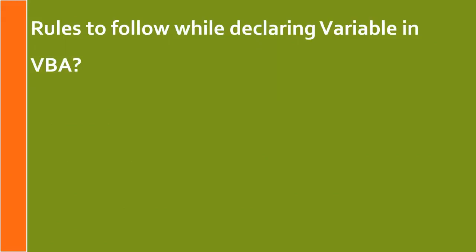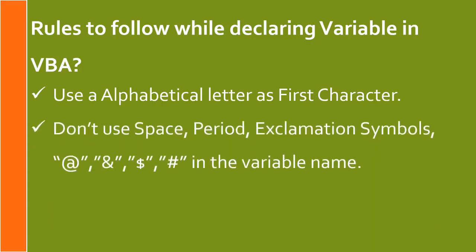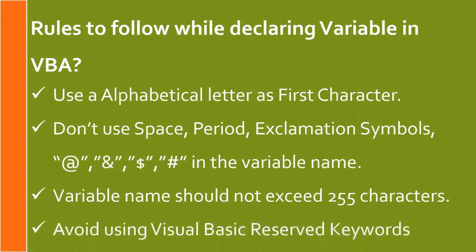Rules to follow while declaring variable in VBA. Use an alphabetical letter as first character. Don't use space, period symbol, exclamation symbol, at symbol, ampersand symbol, dollar symbol, hash symbol in the variable name. Variable name should not exceed 255 characters. Avoid using Visual Basic reserved keywords.